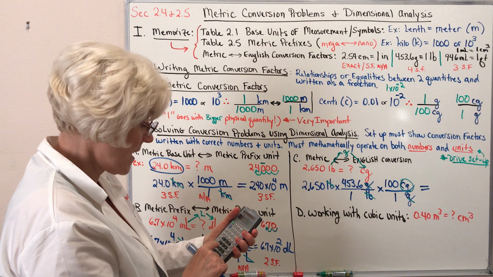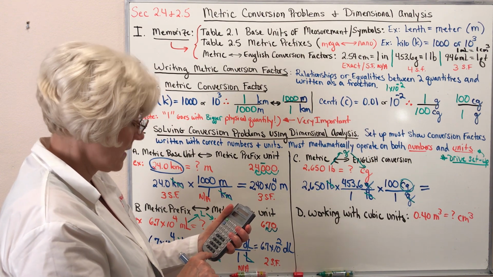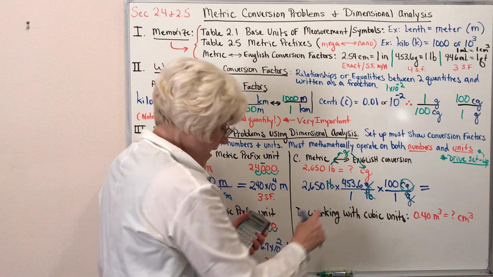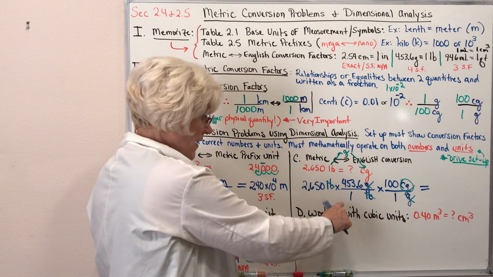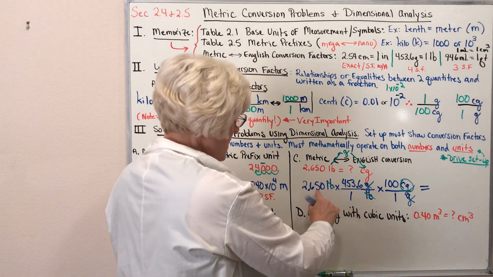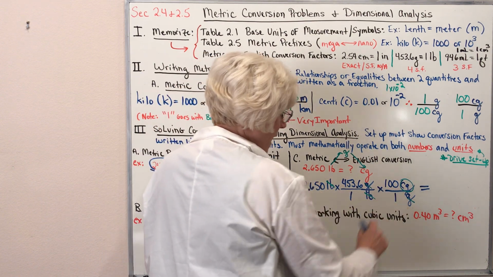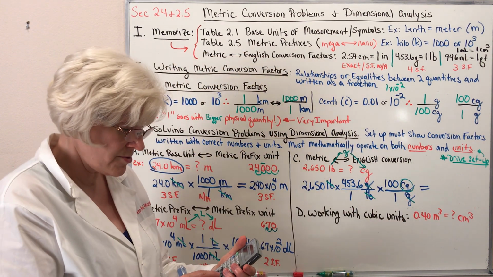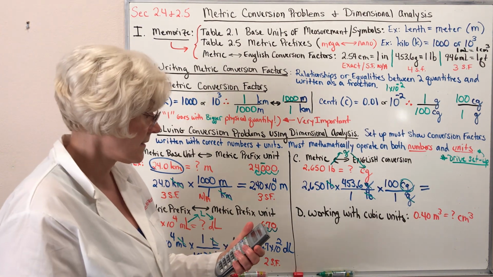2.650 times 453.6. Again, I'm not going to divide by the 1. There's no need to carry out the division by 1. Anything divided by 1 is itself. So after I multiply by 453.6, I'm going to multiply again by 100, and I am finished with the calculation.